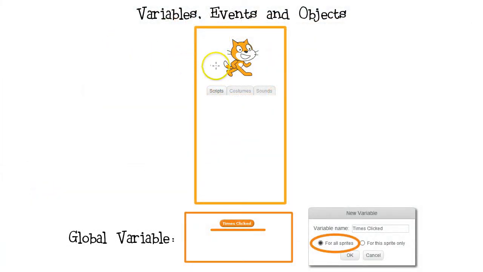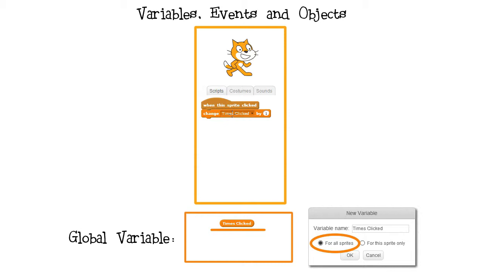So far in the program, I have the cat sprite with its own scripts, costumes, and sounds, and I created the global variable times clicked. Remember that times clicked is for all sprites. I also added that when the sprite's clicked on, times clicked is increased by 1. And I'm not showing it, but when the green flag's clicked on, times clicked is set to 0.